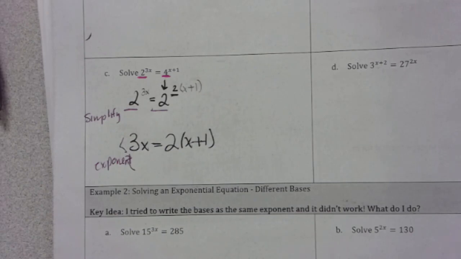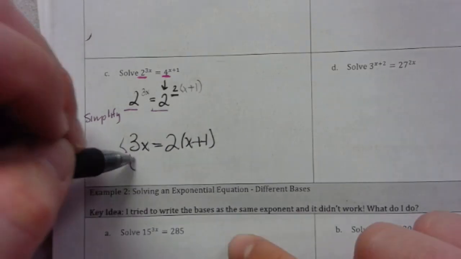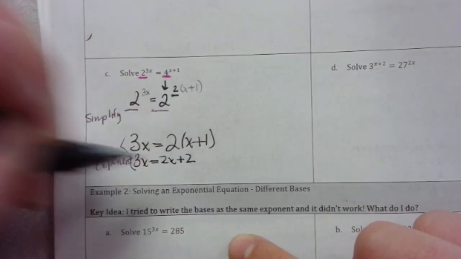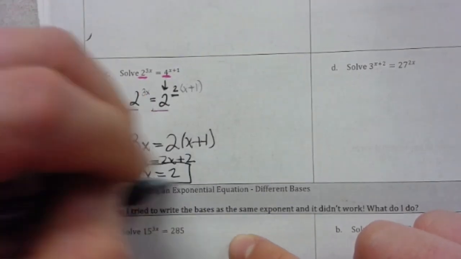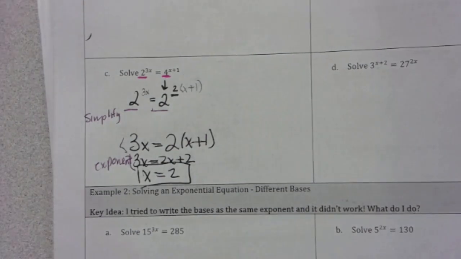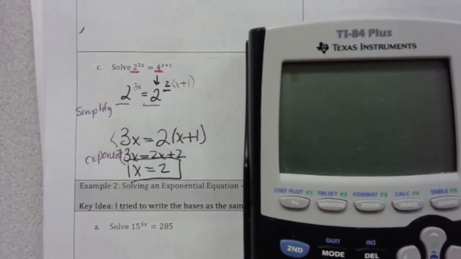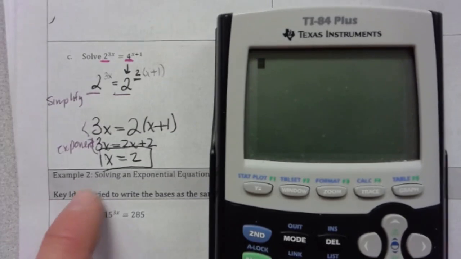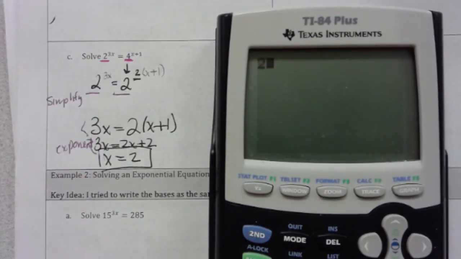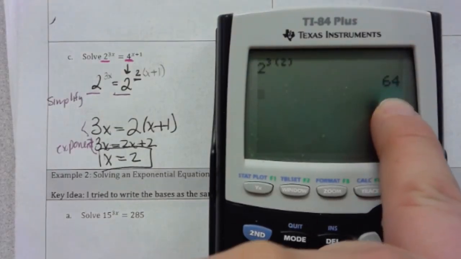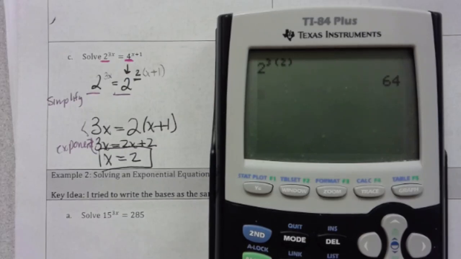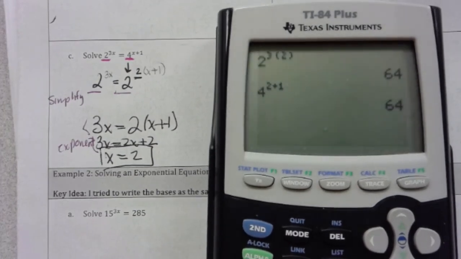Those are just the exponents, right? Could we not just solve it from there? 3x equals 2x plus 2. X equals 2. Could I check my answer here? What I mean by that is, if I put a 2 in the exponent, it says 2 raised to the 3 times 2. Isn't that just 64? If I put a 2 on the other side, 4 raised to the 2 plus 1, did I get the same thing on both sides of the equal sign? I did, right?